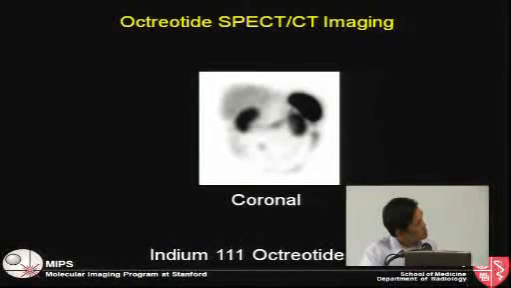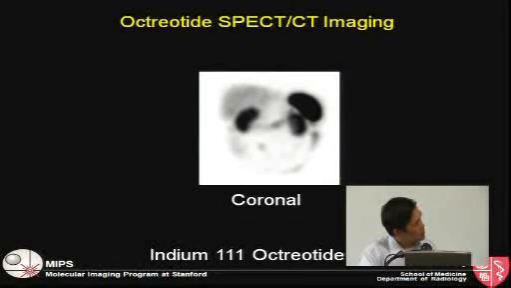Here's another case. Here's the patient, here's the liver, here's the spleen, here's the kidneys. We've injected the radiotracer already, and now we see again a spot here and perhaps a spot here.